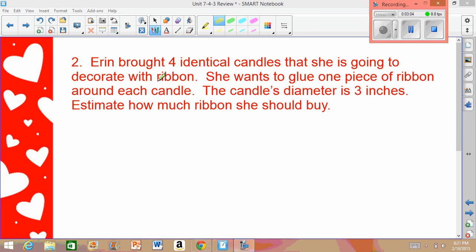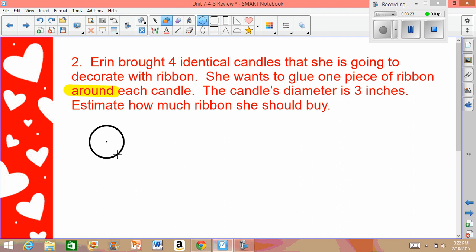So there's some key pieces of information. When she's talking about around each candle, that means we are going on the outside. So that is the perimeter. So remember, circles don't have a perimeter. Instead, they have circumference. So the first thing I'm going to do is draw a picture to help me with this. So I'm going to draw a circle, and in that circle, the problem tells us that we have a diameter of 3 inches.